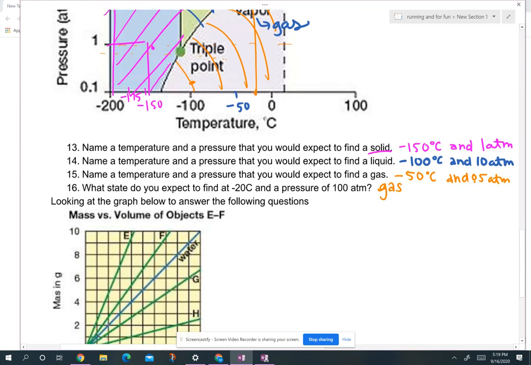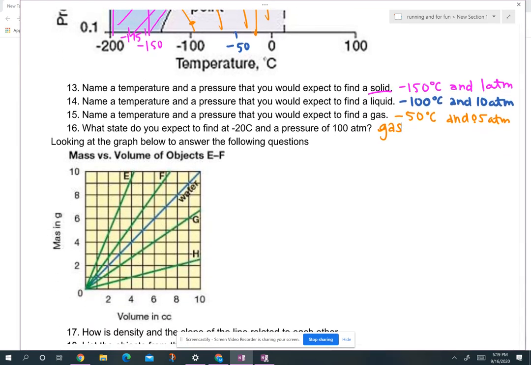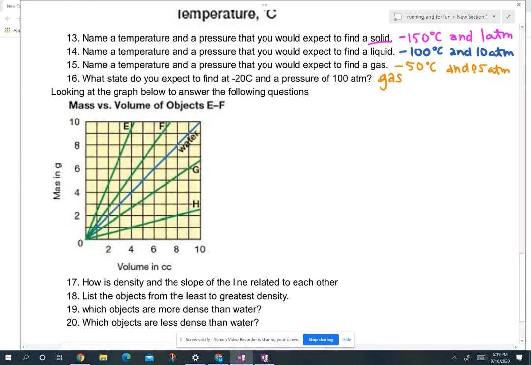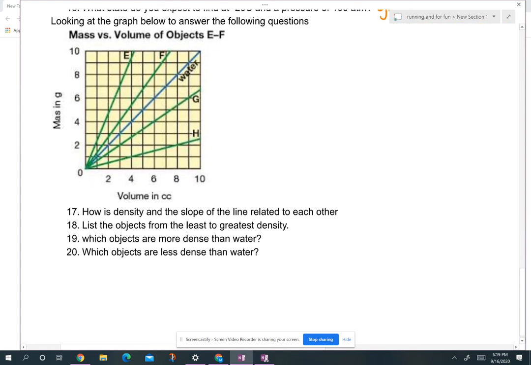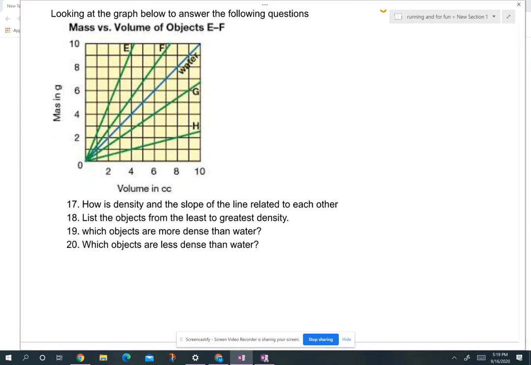So that is how I would go ahead and find my points. Okay, so these are some of the density graphs that you'll see, and on the quiz they will ask you if something is more or less dense. So this is something that you are going to want to look at.